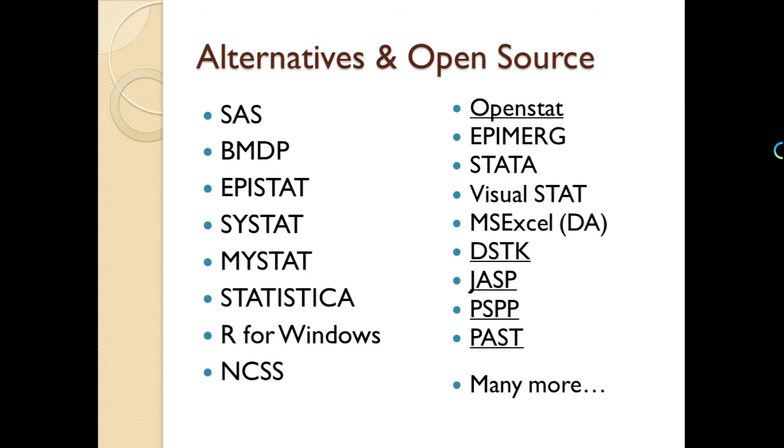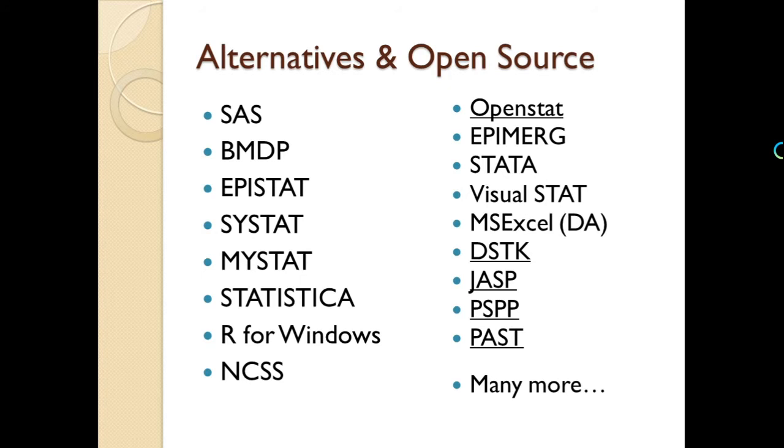It's a bit more programming-based application. Then we have NCSS. These are some of the competing statistical software. And then we also have an open source one called OpenStat, which I kept using for quite some time. Then Epimerge is another epidemiological software. Then Stata is also very popular. Visual Stat is also popular.